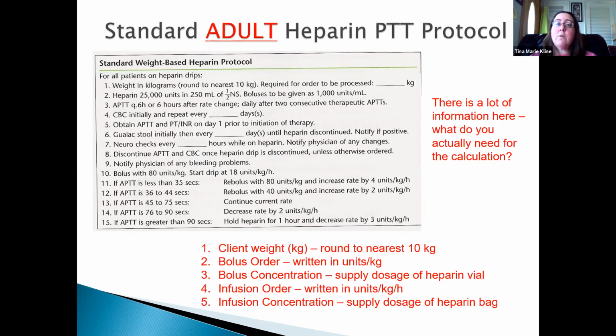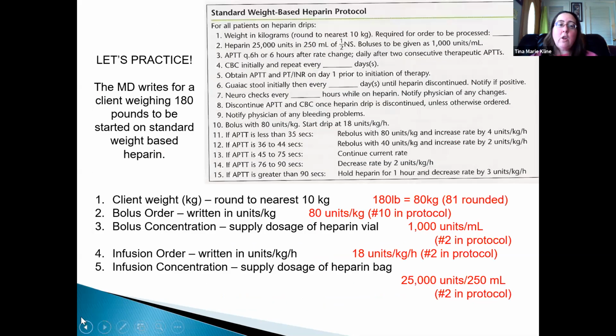Okay, you also need to know for an initial, we're getting this started, you need to know the initial dosing, which is in number 10. It says bolus with 80 units per kilogram, start drip at 18 units per kilogram per hour. Again, you have a bolus calculation and you have an infusion or a drip calculation. So you need to find the information that you're looking for. Okay, so let's take a look at an example.